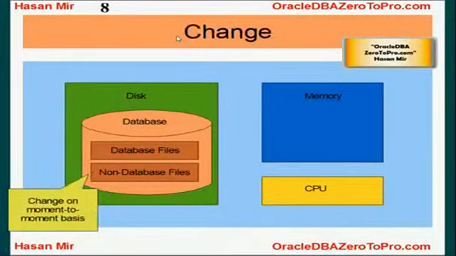It's important to note that all these files are changing on a moment-to-moment basis. So there is a consistency requirement: if you want to copy all the files from one location to another, you have to take a point-in-time picture of all these files, because they are changing each moment, and they have to be consistent.